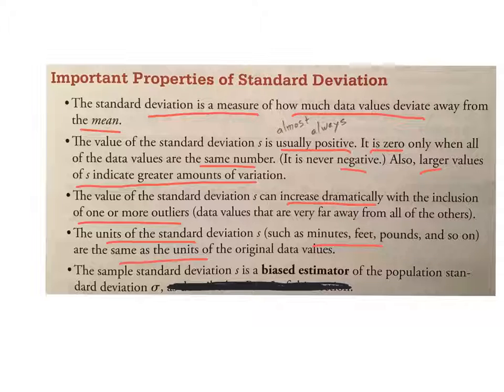The sample standard deviation is a biased estimator of the population standard deviation, which means using the sample standard deviation to estimate the population standard deviation is not a good way to do it. It's very biased, and we'll talk more about that as the year goes on. But a sample mean is a good estimator. Sample mean usually is about the same as the population mean, but the sample standard deviation is not always the same as the population standard deviation, so it's not a great estimator.